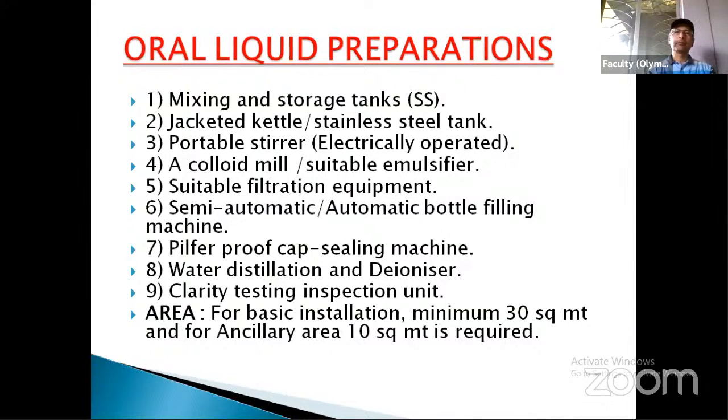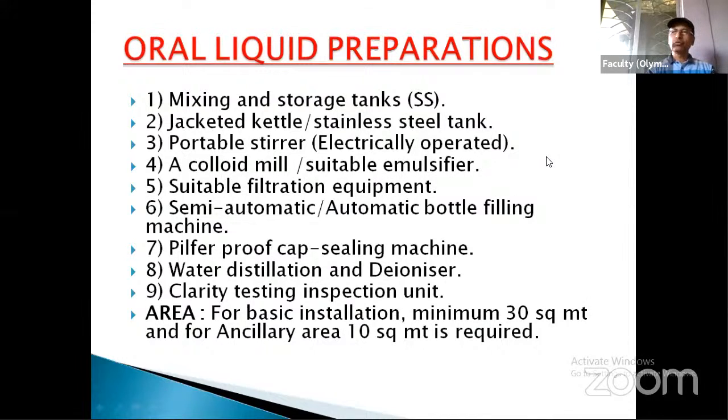Colloid mill is for preparation of emulsions. Suitable filtration equipment is needed, where you can change the filter and do the filtration, generally for all kinds of oral liquid preparations. A semi-automatic or automatic bottle filling machine. Better an automatic bottle filling machine. It is mainly used today, but it has been allowed that for very small units, semi-automatic bottle filling machines can also be used.